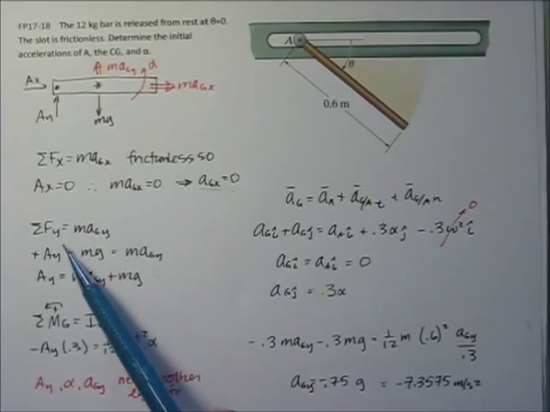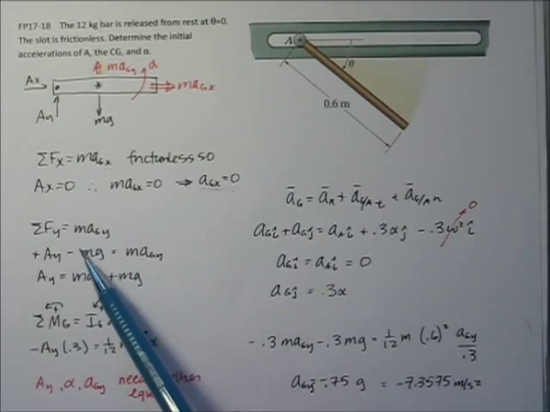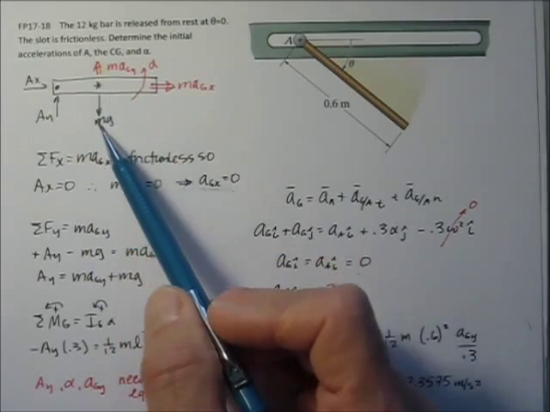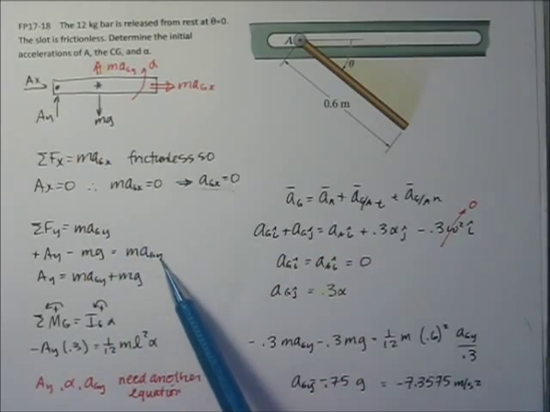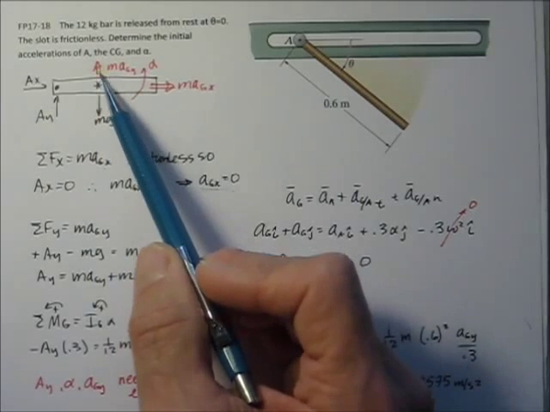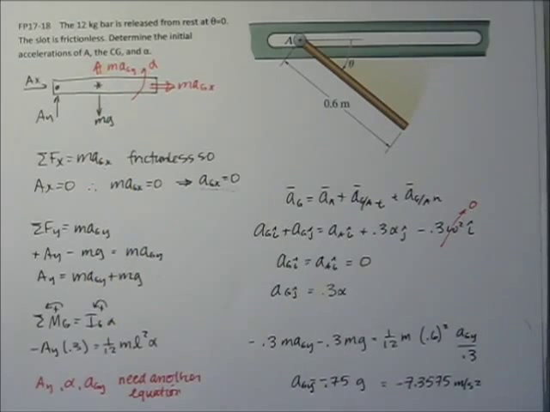How about in the y direction? Sum of the forces in the y is mass times acceleration in the y. I've got a positive Ay, I've got a negative mg, and that's going to be equal to mass times acceleration of g in the y direction. I've defined it as positive going up. I can solve this for Ay.